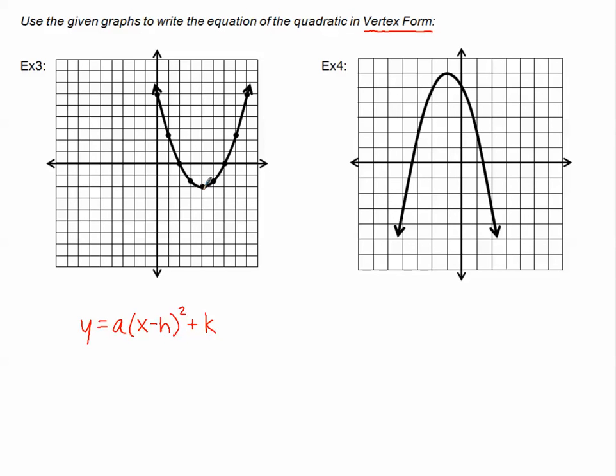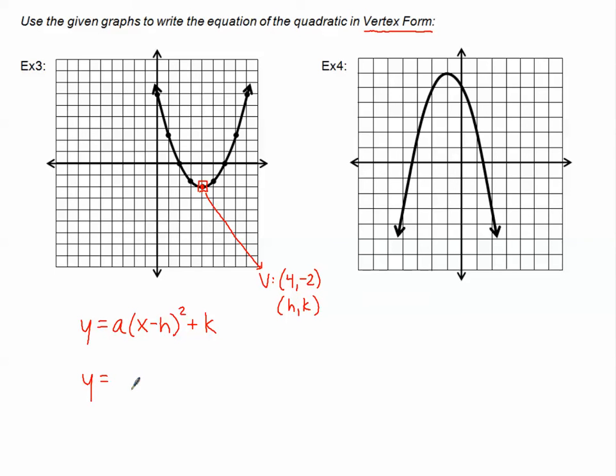So the h and k come from the vertex, and I can see that my vertex is right here. I'll put a little box there. My vertex is, let's count out that ordered pair, 1, 2, 3, 4, down 2, so 4, negative 2. So I've basically done 2/3 of the work already. I have h, I have k, so I can plug those in.